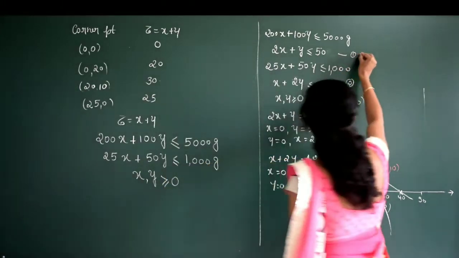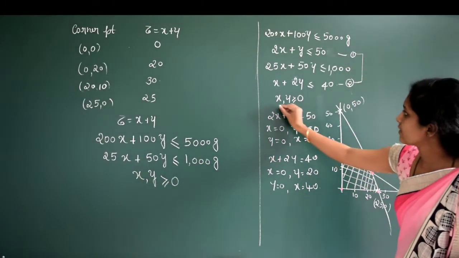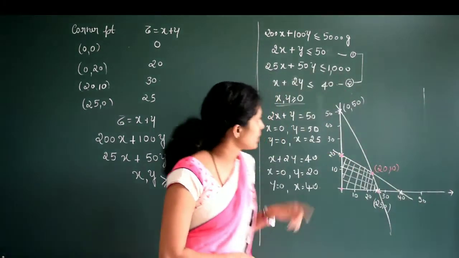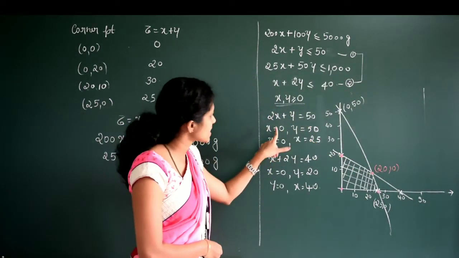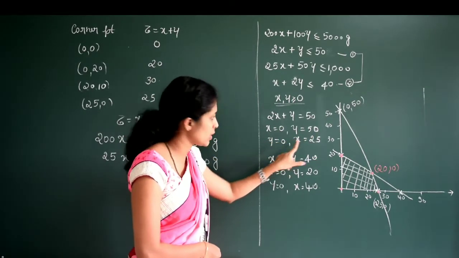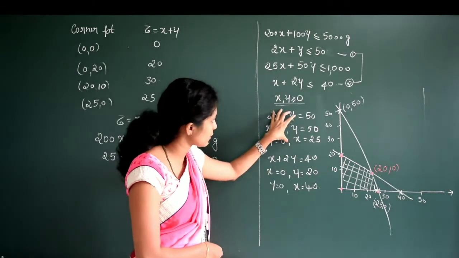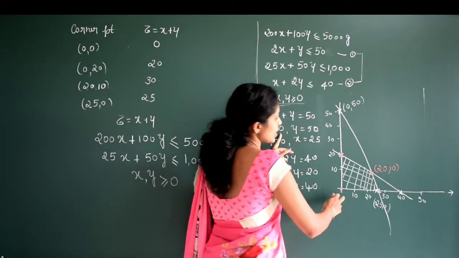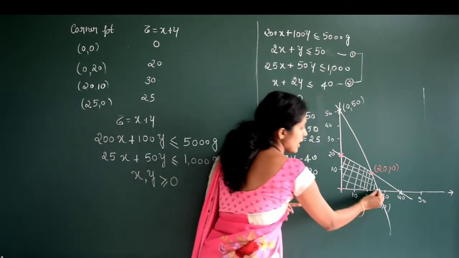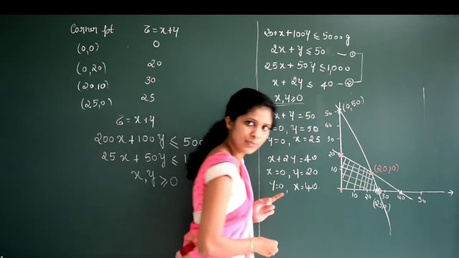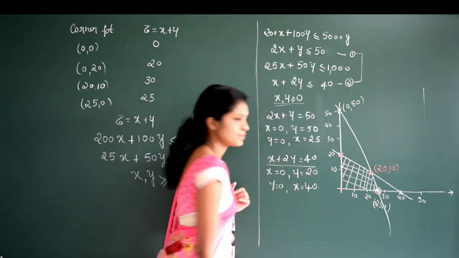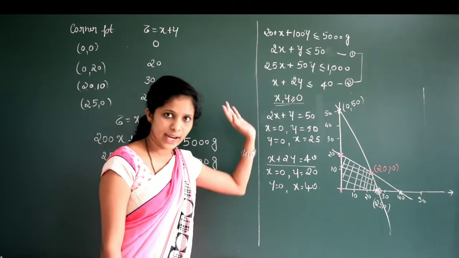Now we will use these two equations to simplify, with the values of x and y greater than or equal to 0. First equation, 2x plus y is equal to 50. Substitute x as 0, y will be 50. Substitute y is equal to 0, x will be 25. This is for the first one. Draw the graph. x is 0 and y is 50, this is the point. Then y is 0, x is 25. Draw a proper graph. Next, we will consider the second equation and name the line there, and write the scale.